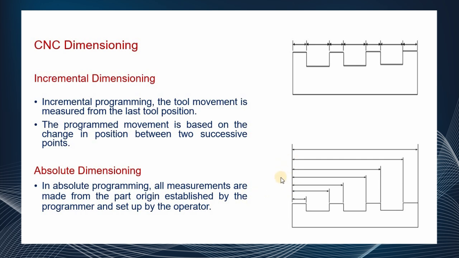Absolute dimensioning concerns absolute programming, in which all measurements are made from the part origin established by the programmer and set by the operator. All measurements start from the part origin, which is designated by either the programmer or the operator.